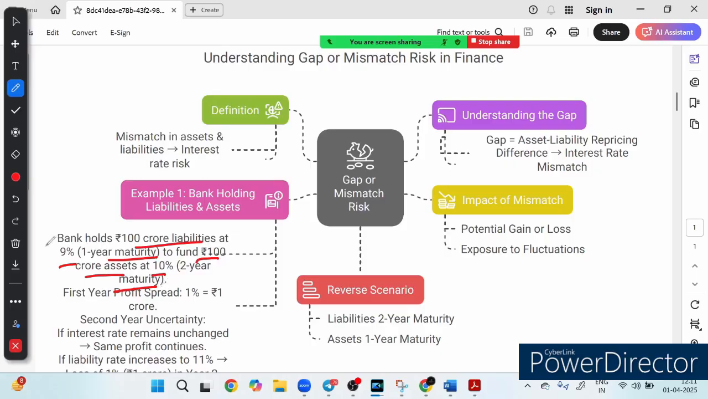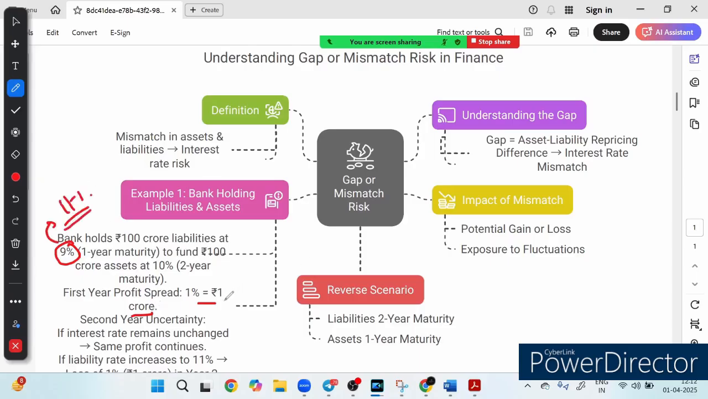If you look at the first year profit, how much is the spread? The liability is at 9%, the asset at 10%, so the spread is 1%, that means 1 crore. This is the first year profit. What about the second year? Second year is uncertain. Why uncertain? Because the liability will mature. If interest rates stay the same, profit will continue. But suppose the liability rate jumps to 11% instead of 9%. What will happen?